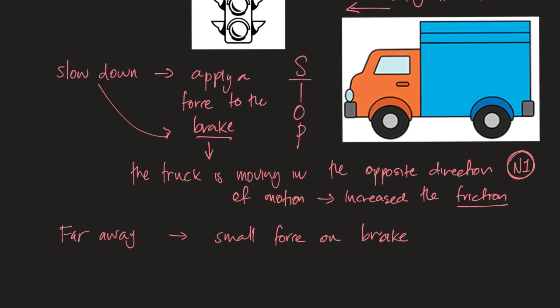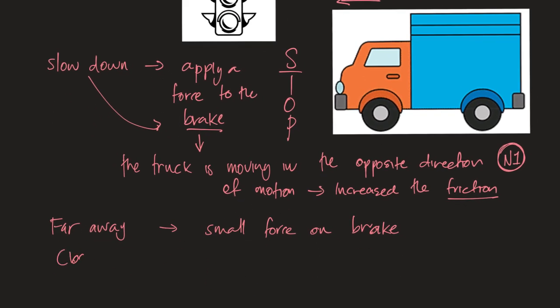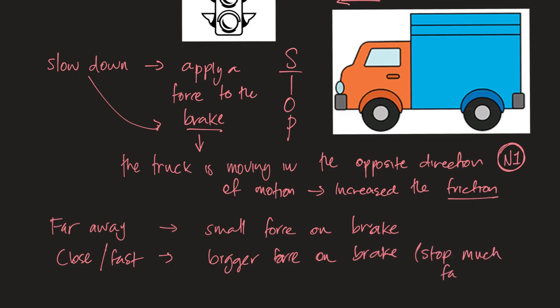Right? If he's close and moving very fast and he needs to stop suddenly, we need to have a bigger force on the brake because we need him to stop much faster. So if he wants to stop suddenly, he must apply that bigger force, and there will be a greater negative acceleration. So he will stop much faster.